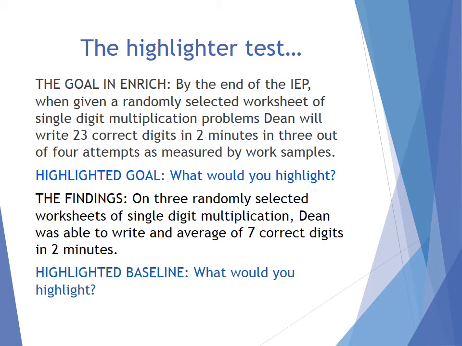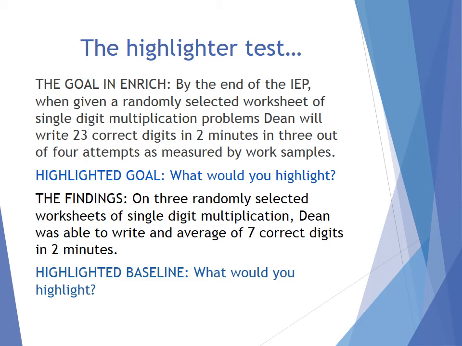Here is another example of the highlighter test. The goal in Enrich says, by the end of the IEP, when given a randomly selected worksheet of single-digit multiplication problems, Dean will write 23 correct digits in 2 minutes in 3 out of 4 attempts as measured by work samples.